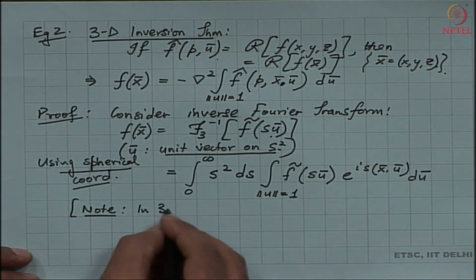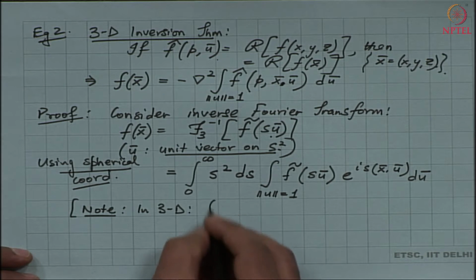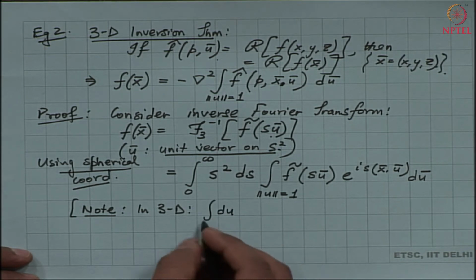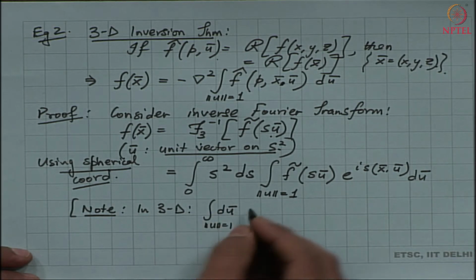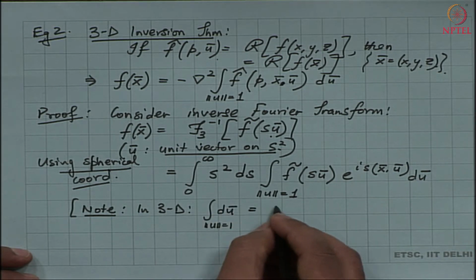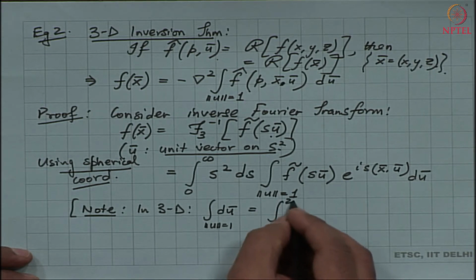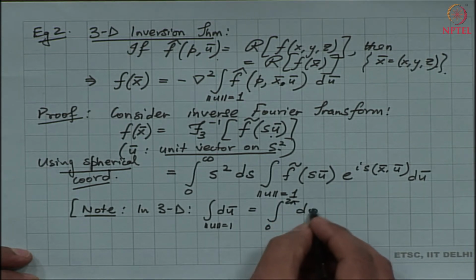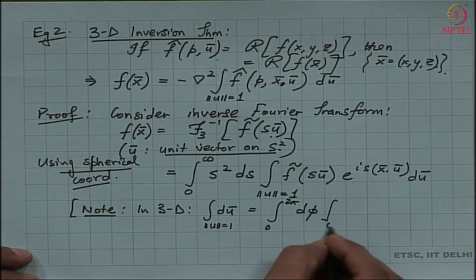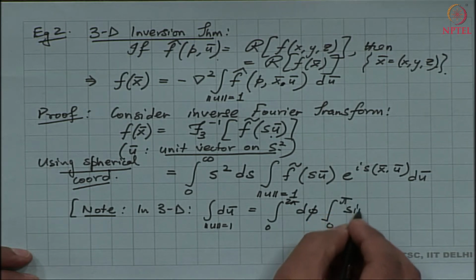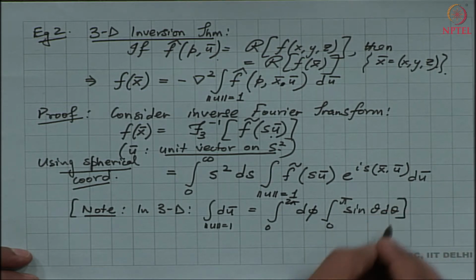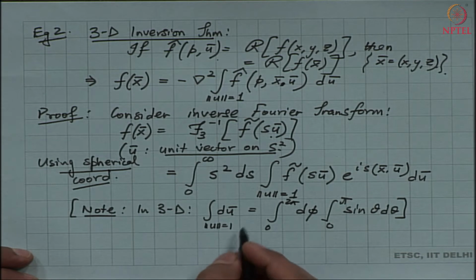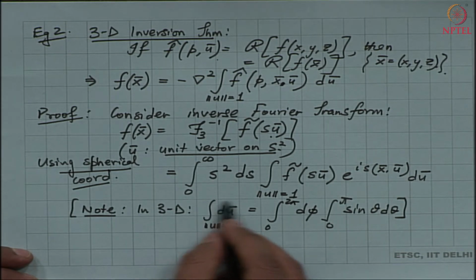Okay. So, since we are working in 3D, note that the integral of du over this hypersphere is the integral from 0 to 2 pi d phi, integral from 0 to pi sin theta d theta. So, that is my integration with respect to the direction cosines in 3D.